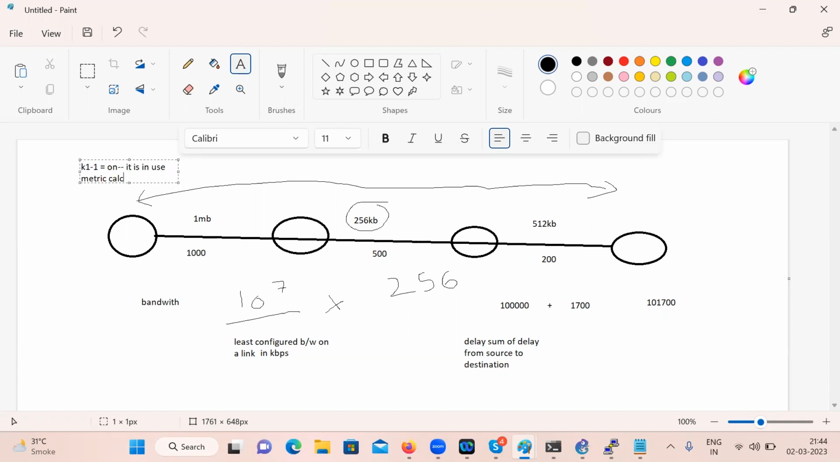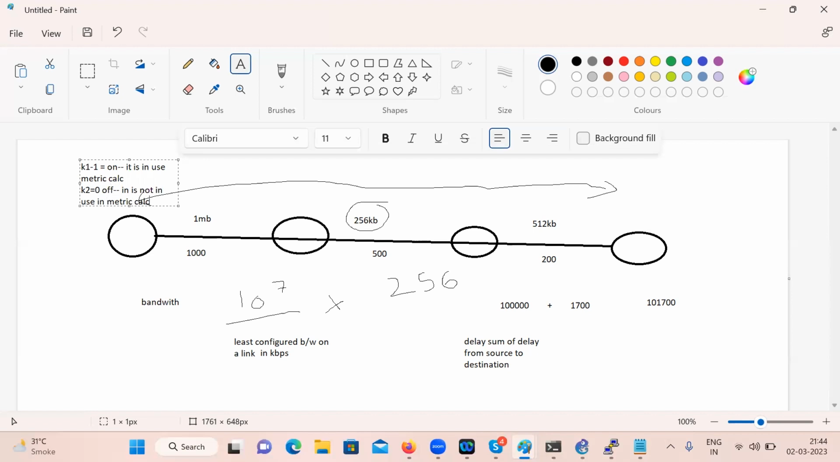Getting my point? K2 is equal to 0. What exactly does it mean? Off. It will not participate in the calculation. It is not in use in metric calculation. This is what it exactly means.